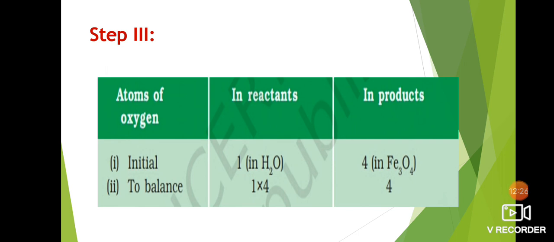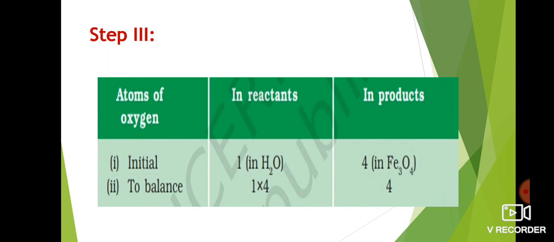Next, step 3. Find the compound that contains the maximum number of atoms. It may be a reactant or a product. In that compound, select the element which has the maximum number of atoms. Understand? So first we choose the compound that contains the maximum number of atoms. So in that equation, the maximum number of atoms is present in Fe3O4. Okay. So using this criterion, we select Fe3O4 and the element oxygen in it.